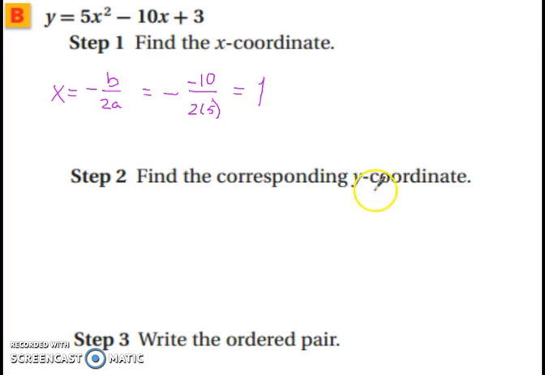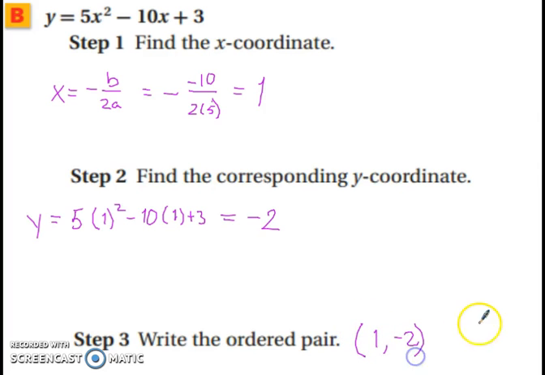Now, to find the corresponding y coordinate, we simply plug our x value back in. So we have 5 times 1 squared minus 10 times 1 plus 3. And since this equals y, we just have to simplify to get our y value. And when we do, we end up with -2. So our last step is to simply write the ordered pair. We take our x and our y value and put them together. So we have 1, -2. And this is the vertex of this quadratic function.